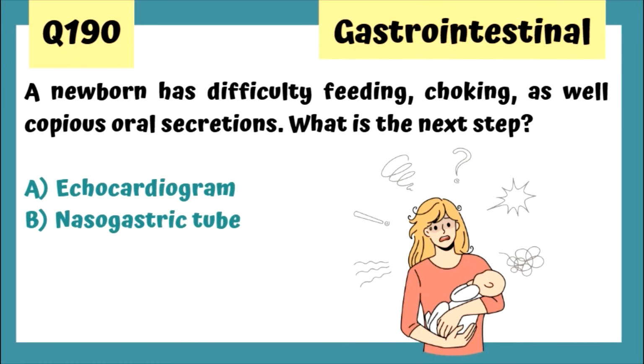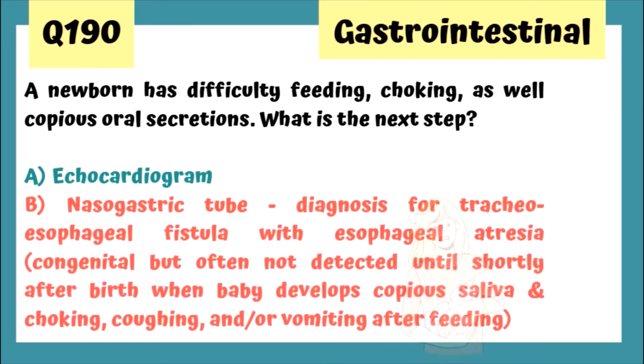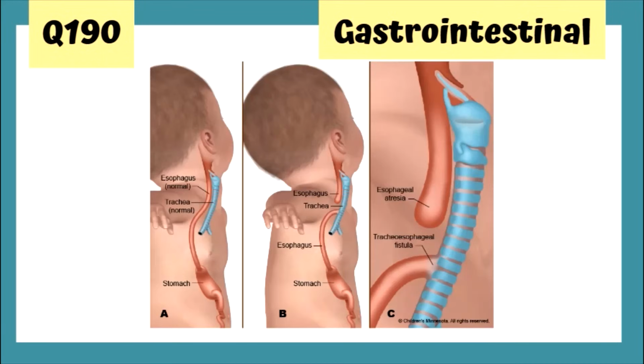Question 190, a newborn has difficulty feeding, choking, as well as copious oral secretions. What is the next step? So copious oral secretions means we're dealing with a fistula. Nasogastric tube, in order to diagnose the tracheoesophageal fistula or esophageal atresia, which is a congenital defect. The patient is drooling. And here we just have a picture of it on the right in C.